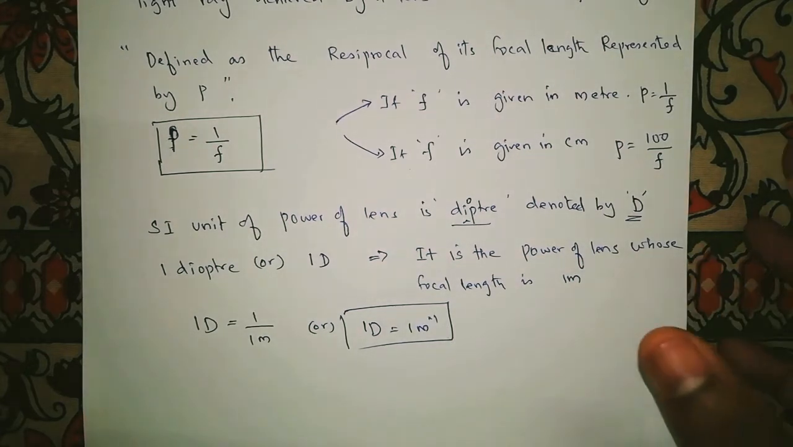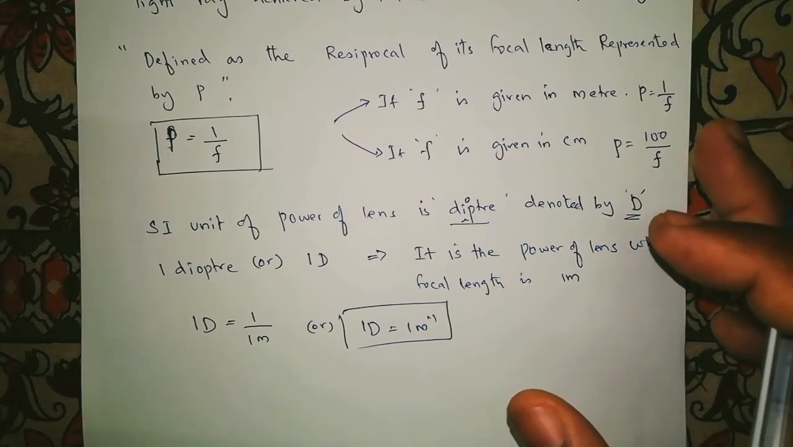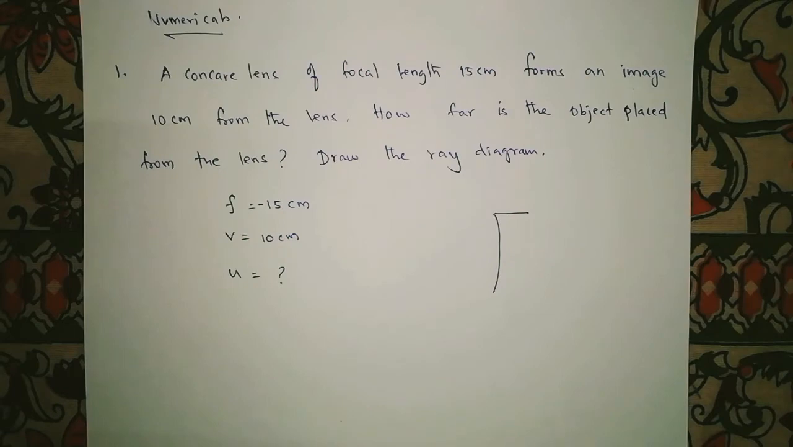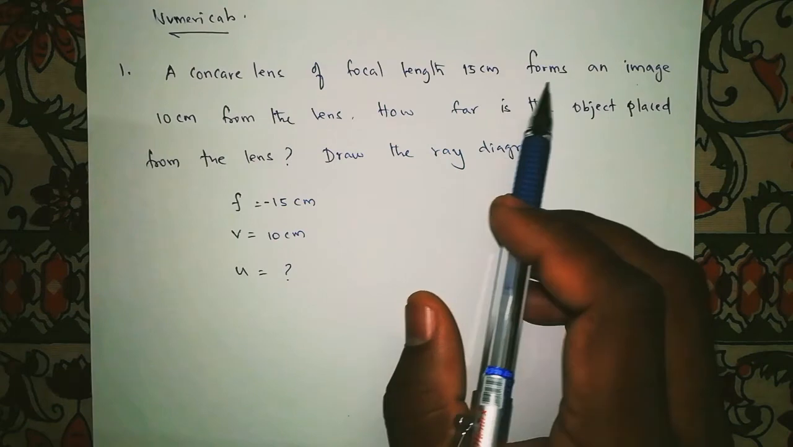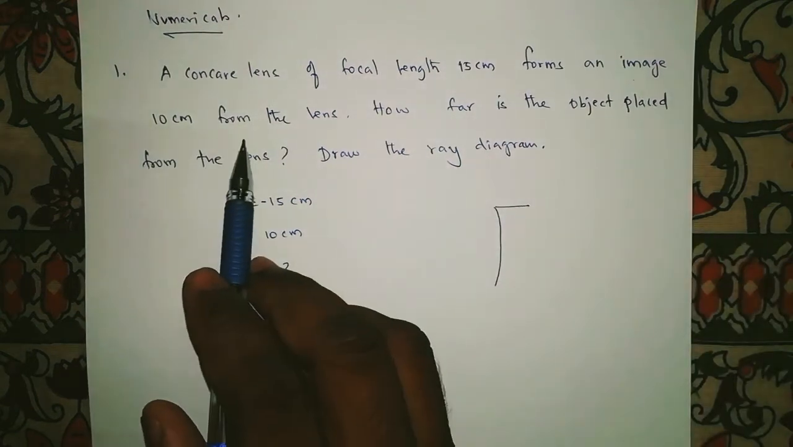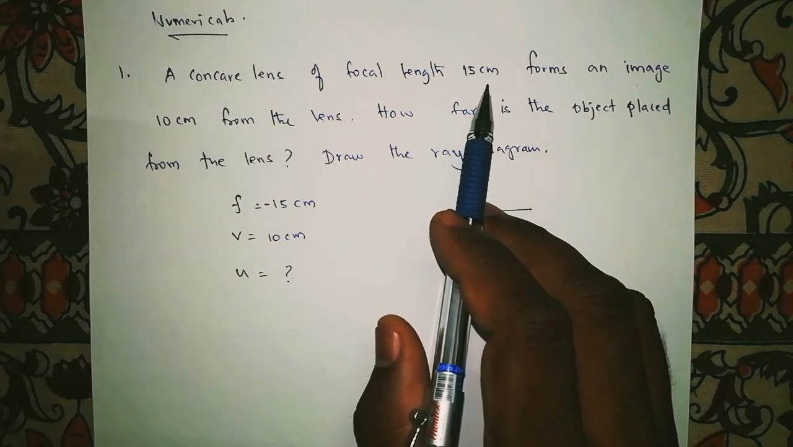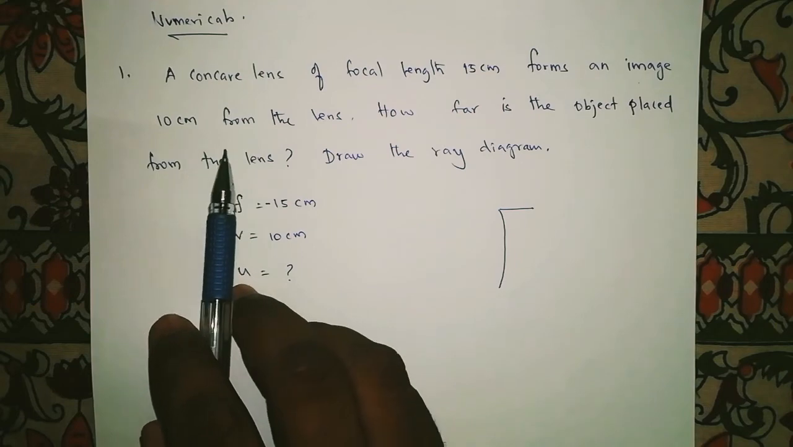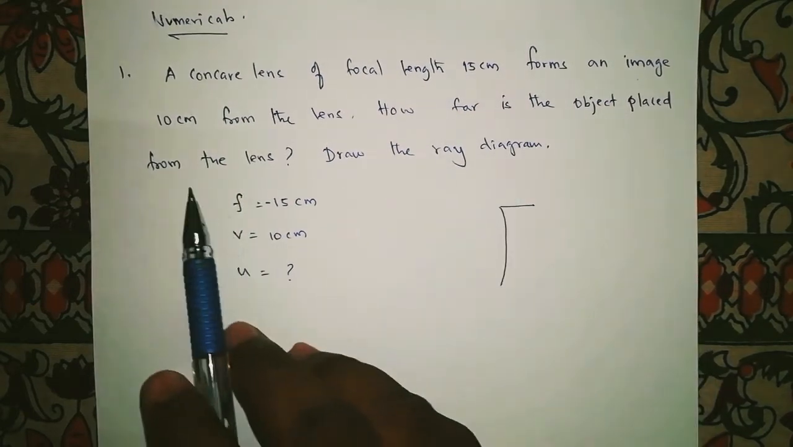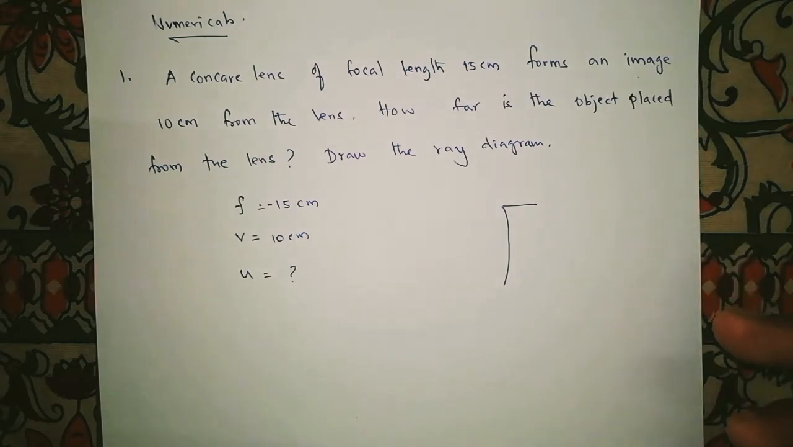While we do the numericals, you may understand even more on that. So we'll start with the numericals. You can take down the first question. A concave lens of focal length 15 centimeter forms an image 10 centimeter from the lens. Okay, so the focal length is given 15 centimeter and the image formation is at 10 centimeter. How far is the object placed from the lens? So they are asking about the object, how far it is placed. And you have to draw the ray diagram also.